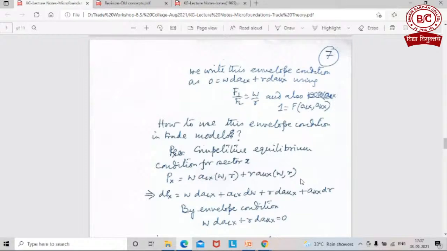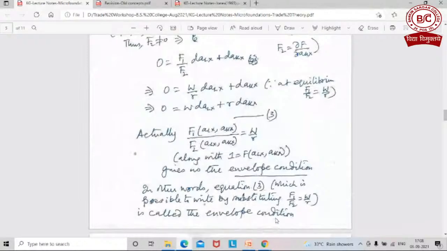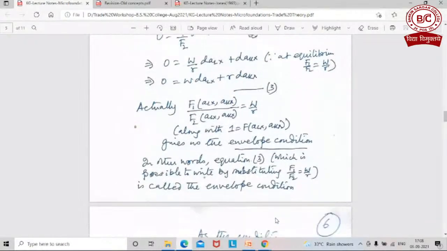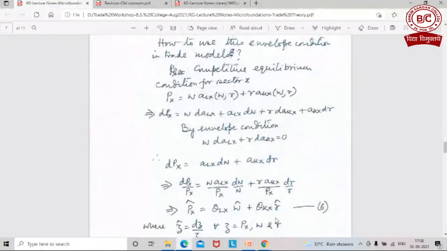Yes. Now take the total differential of this. If you take the total differential, it's dpx equals w dalx plus alx dw. In this way, we can expand. Now, you just collect terms: w dalx plus r dakx. By this time, you are already familiar with this, at least. We have already shown that w dalx plus r dakx equals zero.